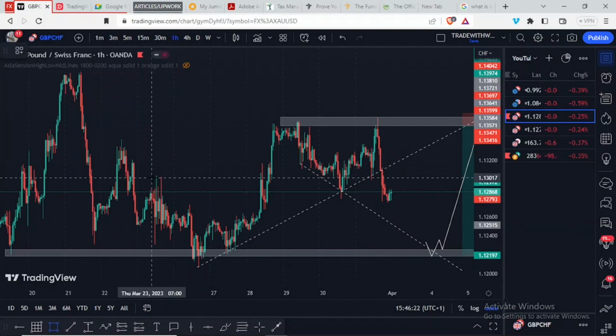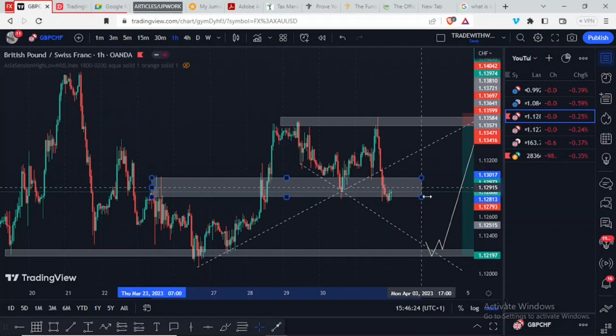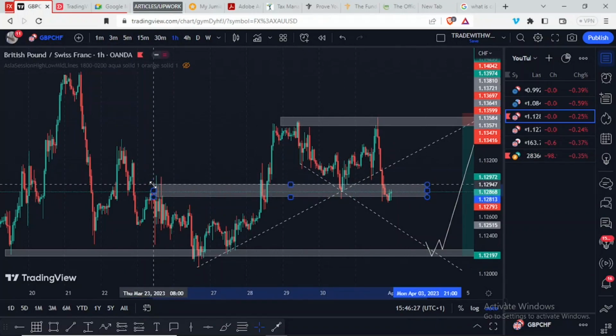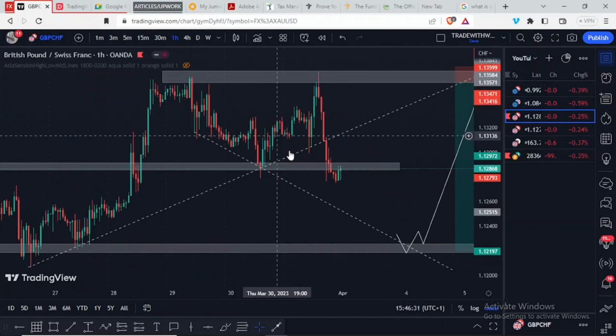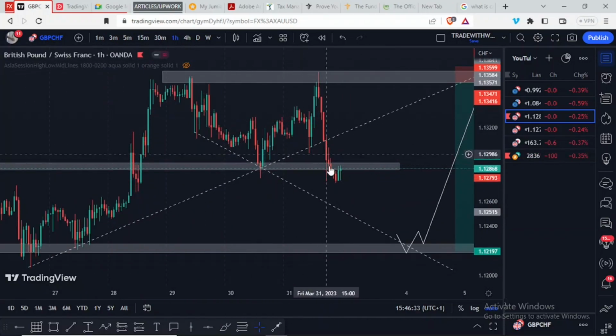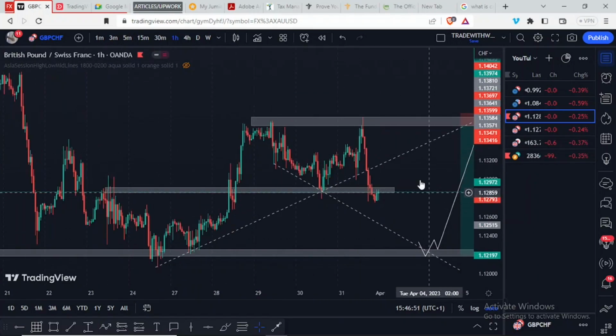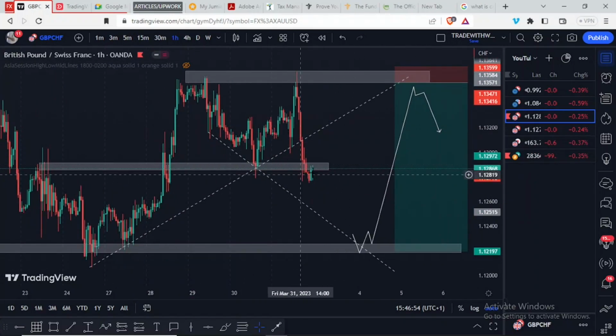Like this, we have this resistance here, and your resistance zone should not be too wide, just make it small. Now over here there's a breakout, and this might be a retest or a fake breakout, depends on the candle close. The candle has closed outside, signifying a breakout. Now it's trying to retest, but it's still in between. The market is closed now, so we really can't decide. But during the London session, let's see what's going to happen.